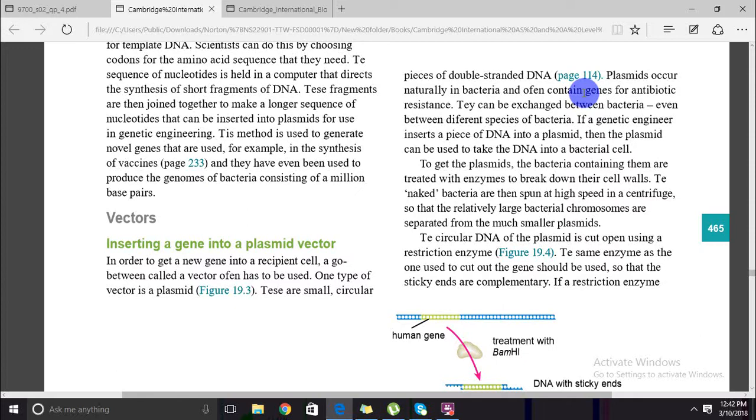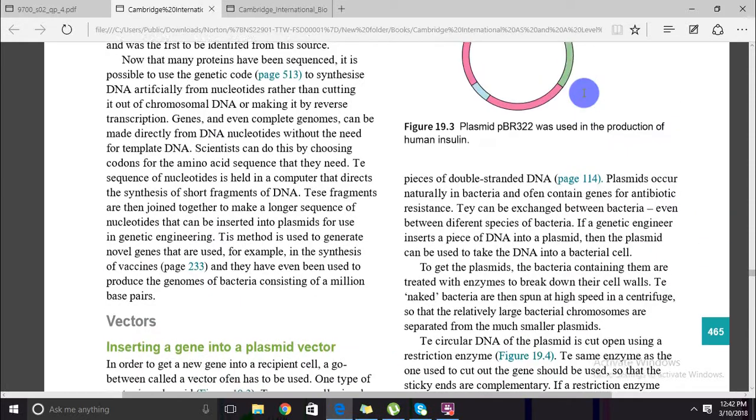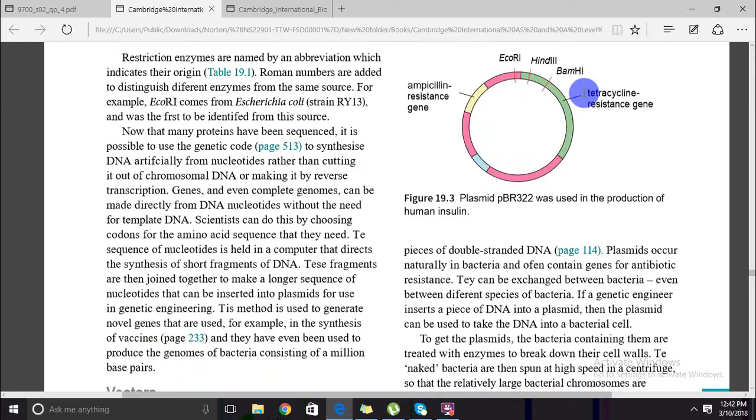So these are small and circular pieces of double-stranded DNA. So these are three things. They're small, they are circular, and they're double-stranded.